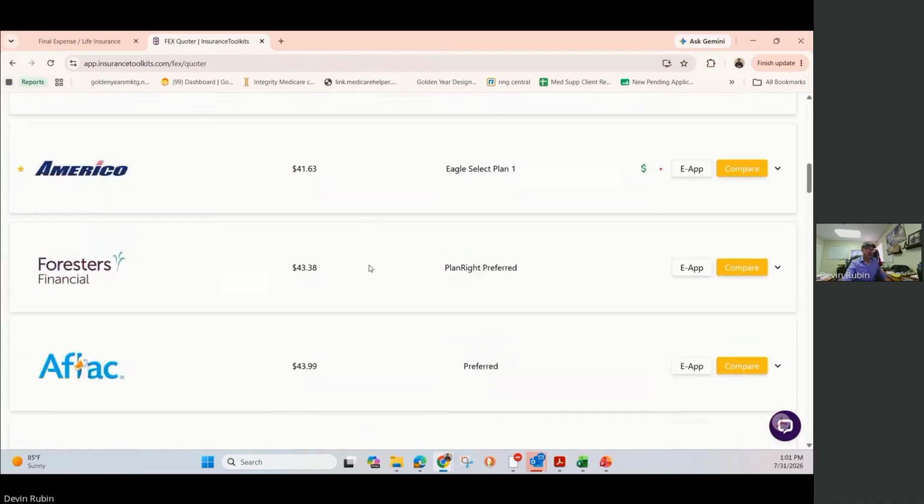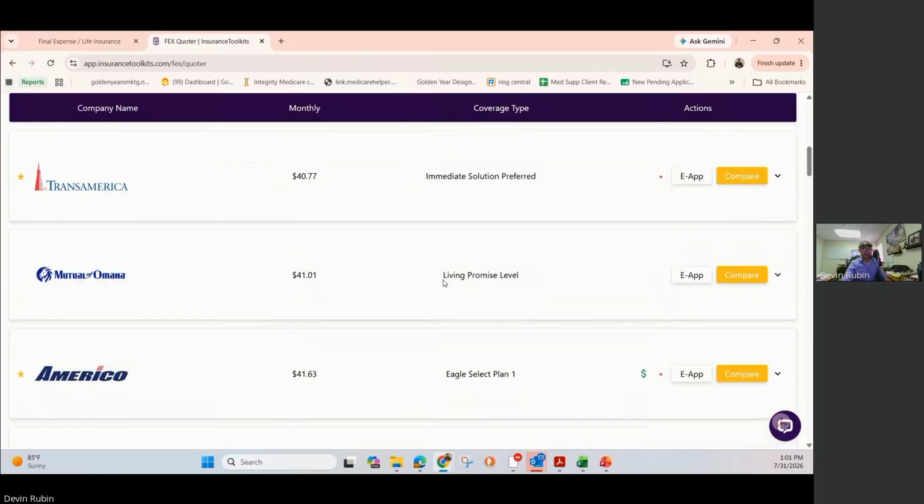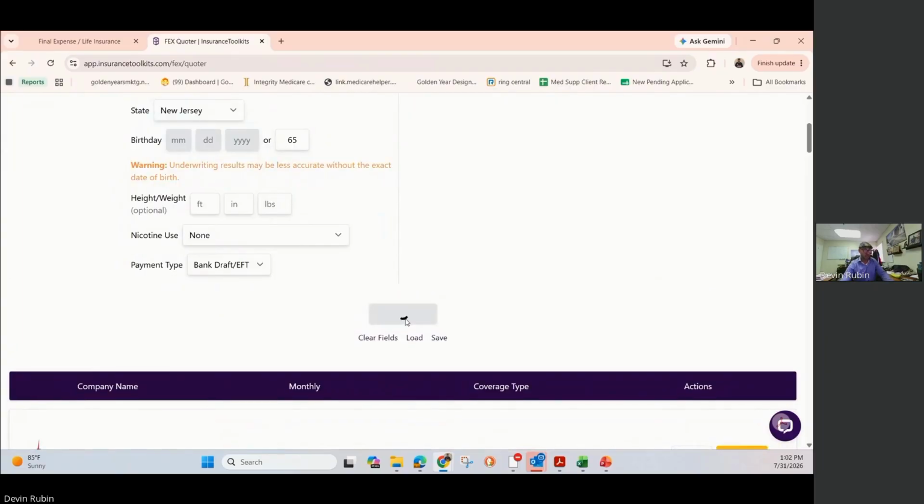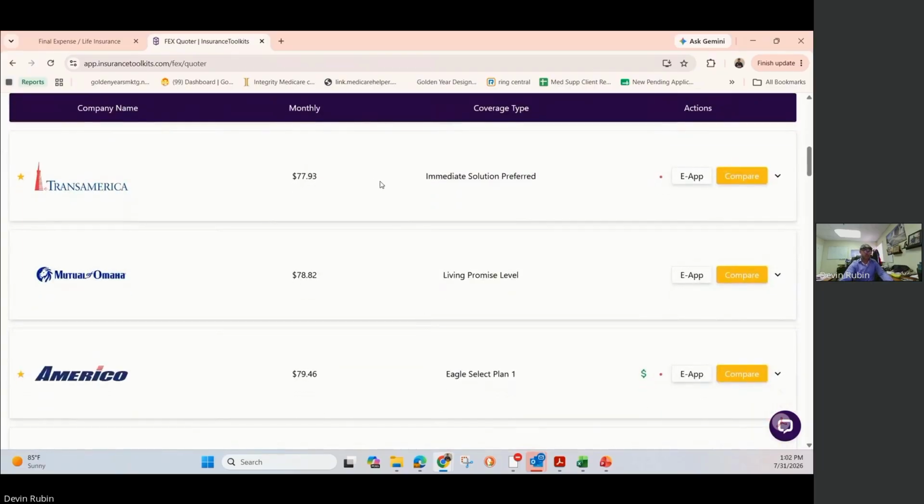So let's say, yeah, I could afford a $41 policy. And if they say that's too low, you could just go back up and increase the face amount, put in $20,000 and hit requote. And you see that the price goes from basically $41 to $80. So the price is typically generally pretty linear for a level policy.